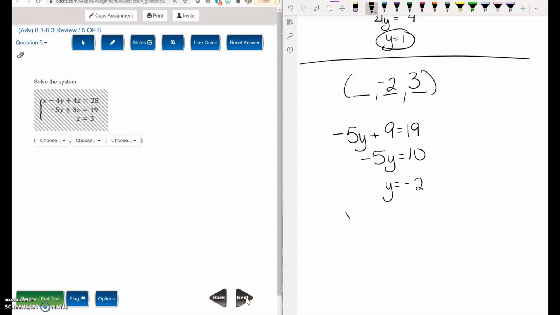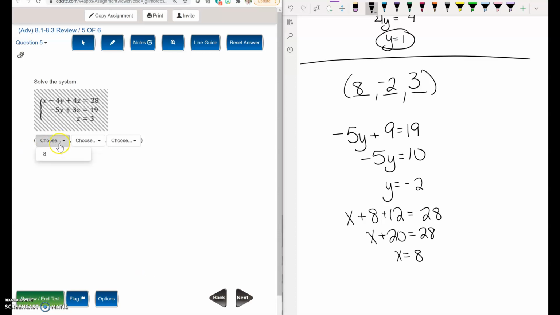Then we go to the top equation. X minus 4y, so negative 4 times negative 2 is positive 8. 4 times 3 is 12, and that has to equal 28. So we've got x plus 20 equals 28. Subtract 20 on both sides, x equals 8. So our solution is, oh shoot, I need to change this.